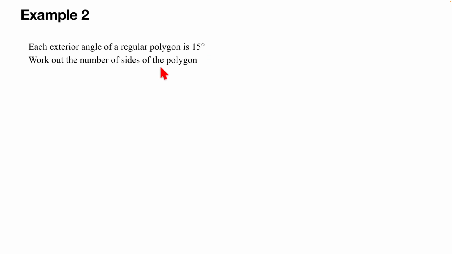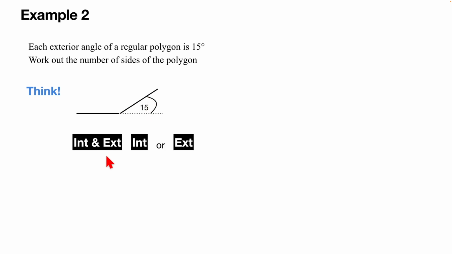Work out the number of sides of the polygon. Right, well, so it's telling us this sort of thing, and which one of these should we use? Well, we're definitely going to use something to do with exterior. That or that. That one tells us what this angle is. At least we can work it out. I'm not sure that's any great use.